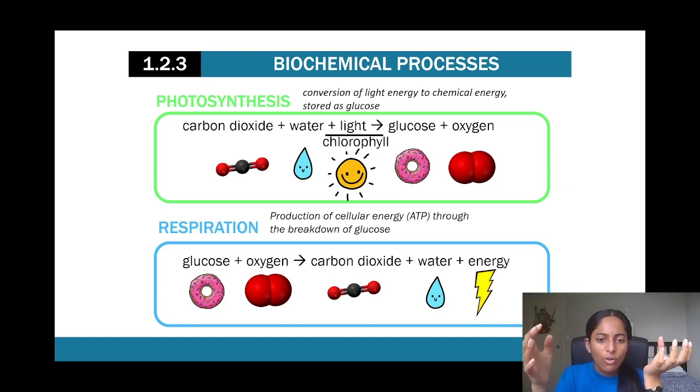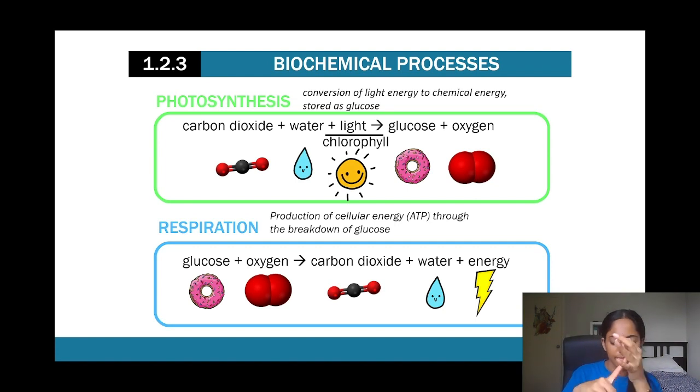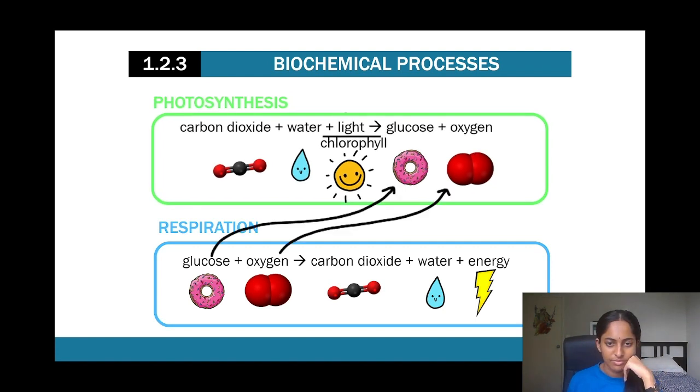And then for respiration, you have glucose and oxygen being converted into carbon dioxide, water, as well as energy. And you can see here that glucose and oxygen are actually reactants in respiration, whereas in photosynthesis, these are actually the products.